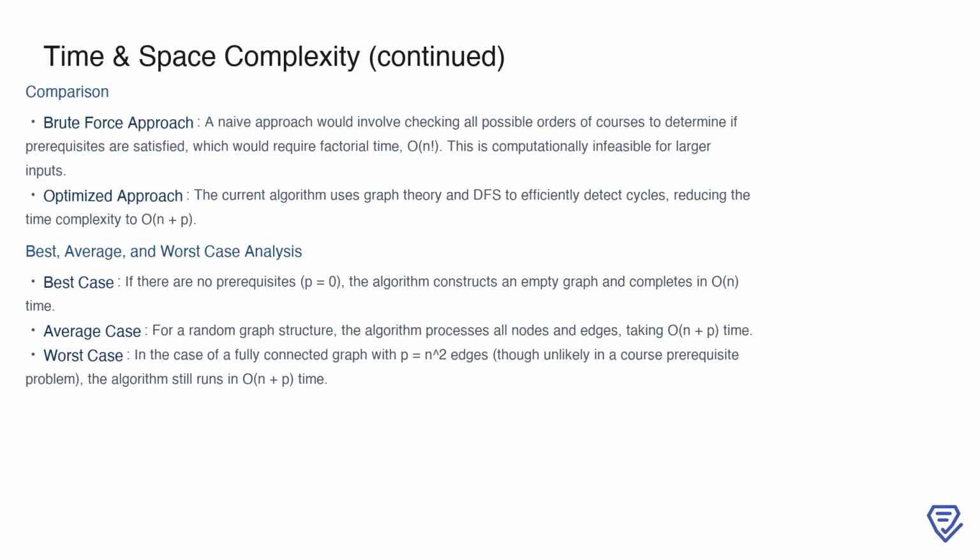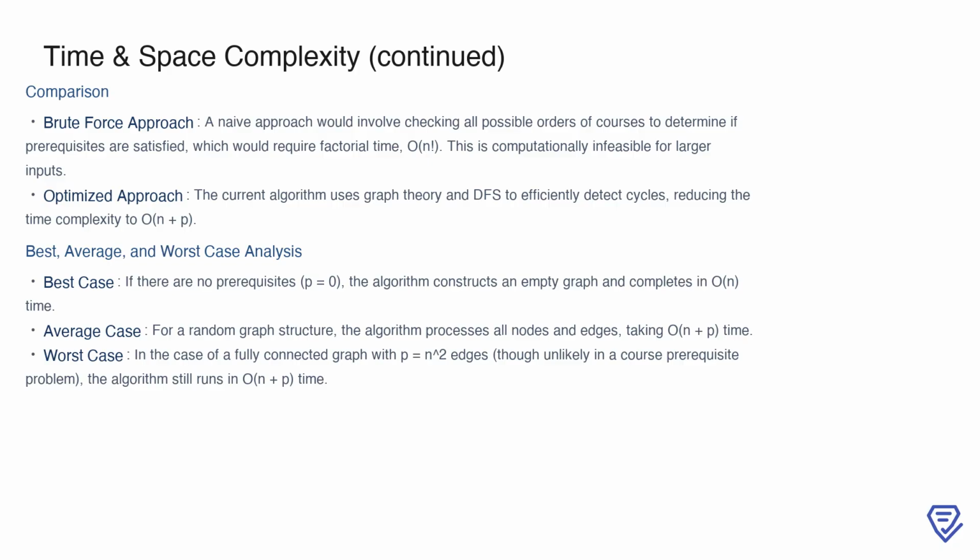Now, let's compare this approach to a brute force method. A naive solution would involve evaluating all possible orders of courses to see if the prerequisites are satisfied, which would take factorial time, or O(n!). This skyrocketing complexity makes the brute force method computationally infeasible for larger inputs.